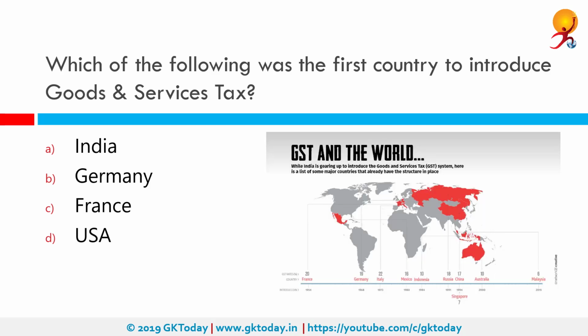Which of the following was the first country to introduce goods and services tax? The correct answer is France. France was the first country to implement GST in 1954. China adopted it in 1994 and India in 2017.